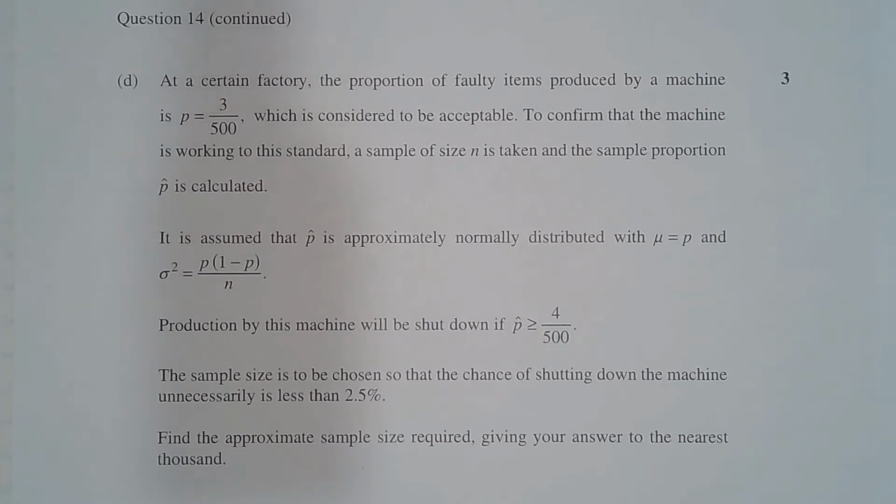It is assumed that P hat is approximately normally distributed with mu equals P and sigma squared equals P multiplied by 1 minus P over n. Production by this machine will be shut down if P hat is greater than or equal to 4 over 500. The sample size is to be chosen so that the chance of shutting down the machine unnecessarily is less than 2.5%. Find the approximate sample size required, giving your answer to the nearest thousand.